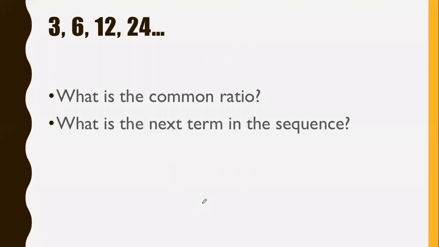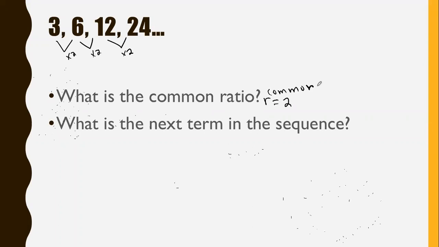So let's look at an example. 3, 6, 12, 24. I know I'm not adding by the same thing because 3 plus 3 would give me 6, but 6 plus 3 would not give me 12. So I know I'm not adding by the same thing. What am I multiplying by? 2 times 2. So I'm multiplying by 2 every time to get to the next term in the sequence. So here, instead of saying the common difference, we use the word common ratio. The common ratio here is 2. So R equals 2.